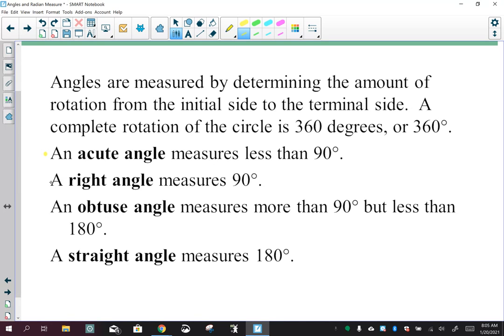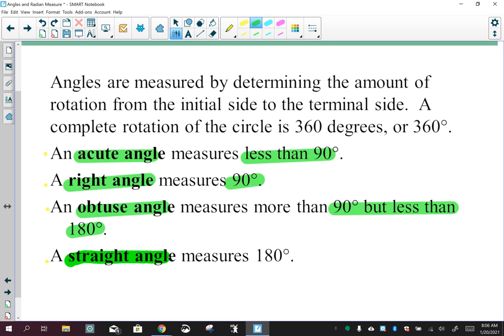So we have 4 different types of angles that we will focus on. We have the acute angle, which is less than 90. We have a right angle, which is 90. We have an obtuse angle, which is more than 90, but less than 180. And then we have a straight angle, which is 180 degrees. So going forward, if I'm asking you to classify an angle, it's going to be one of these 4 answers that I'm looking for.